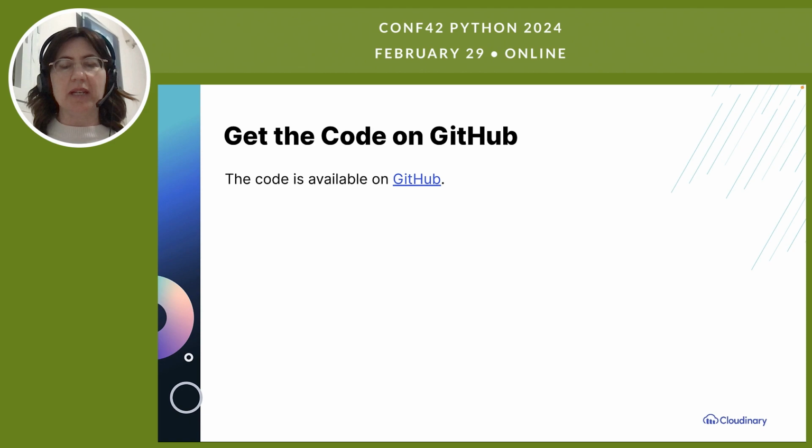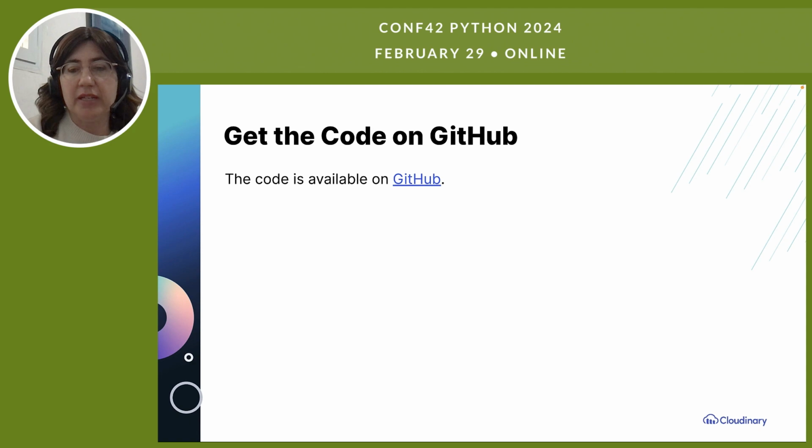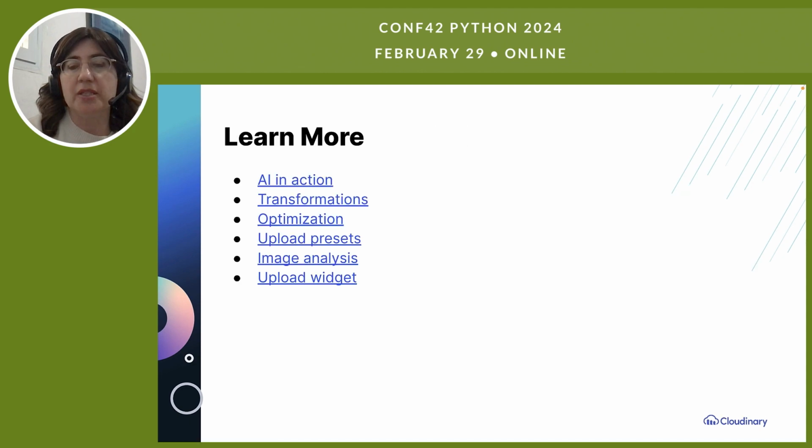This code is available on GitHub, and I've provided a link in the corresponding presentation. I've also provided a few links where you can learn some more in our documentation, including seeing AI in action, and transformations. You've got a full listing of all the transformations that are available, all the parameters that you can add, and all the effects, optimizations, and cropping methods that you can utilize just by adding parameters inside your delivery URL.